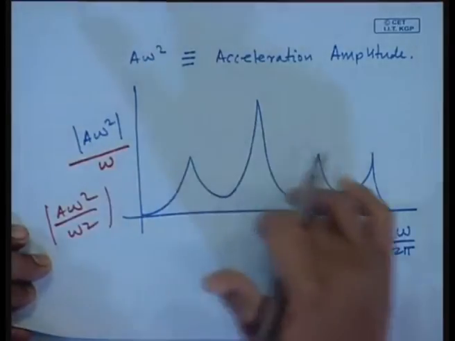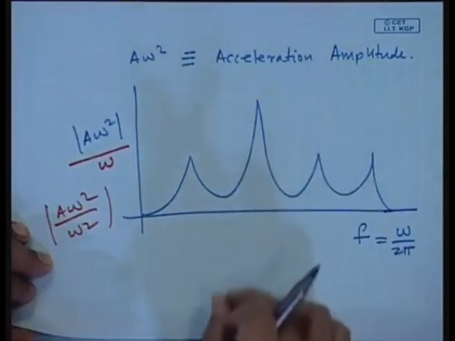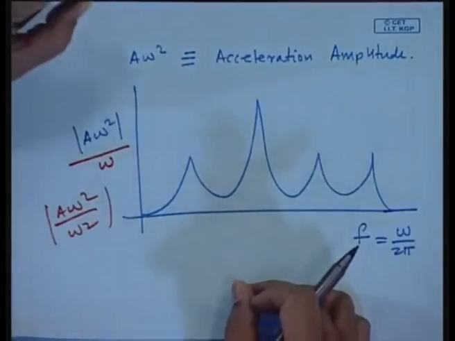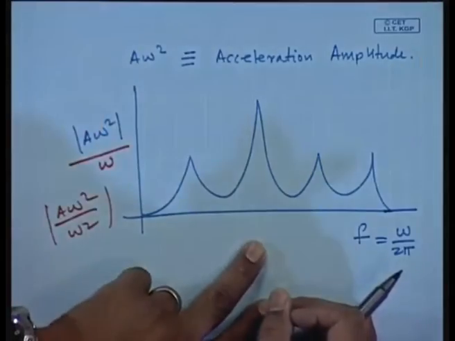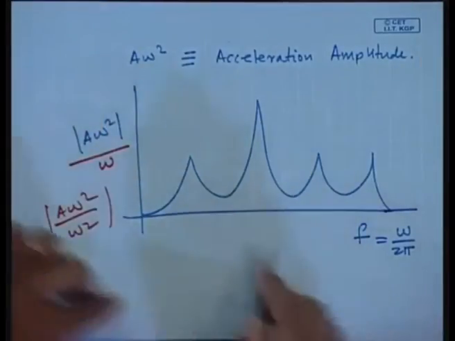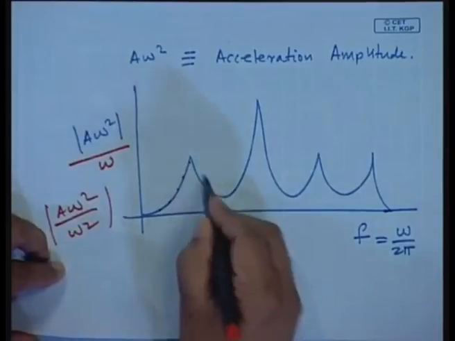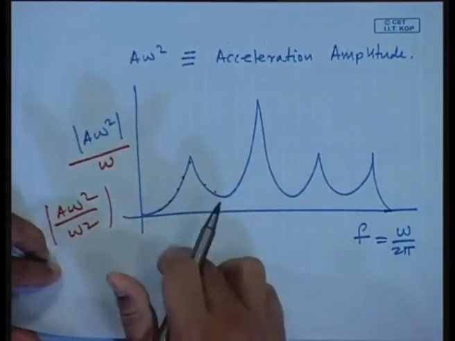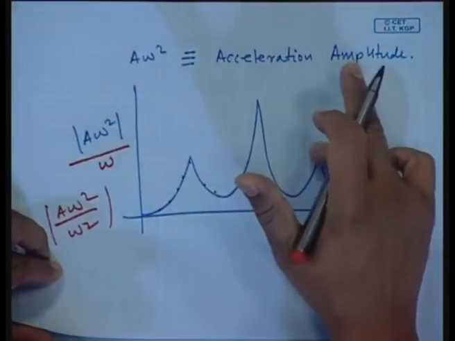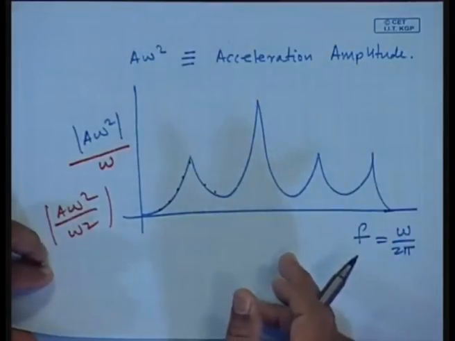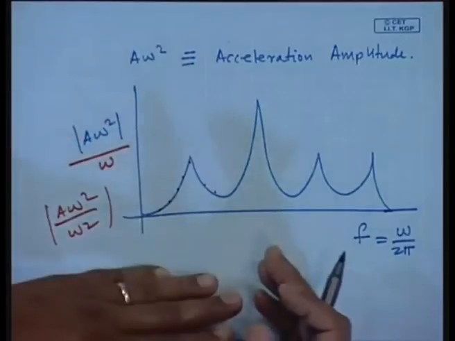So, this is done electronically. Once you measure with an accelerometer, you measure the acceleration, a omega square. Once you do the Fourier analysis, you will get the spectrum. All you have to do is at every frequency, either divide it by omega or divide it by omega square, and then you will get the velocity spectrum or displacement spectrum. And so this is done as post processing.